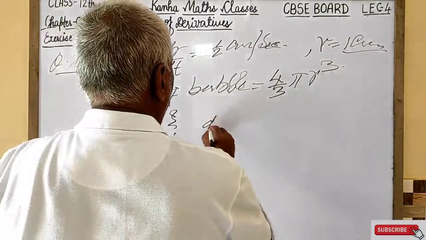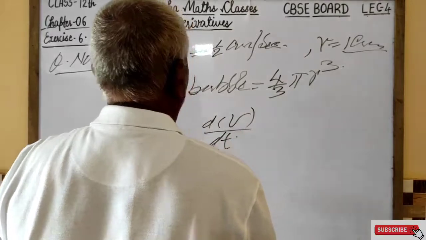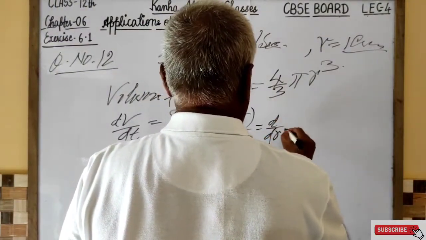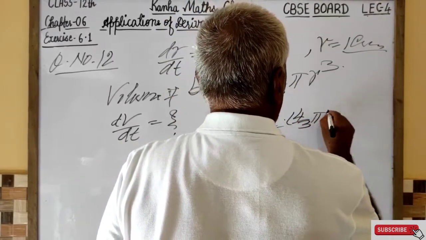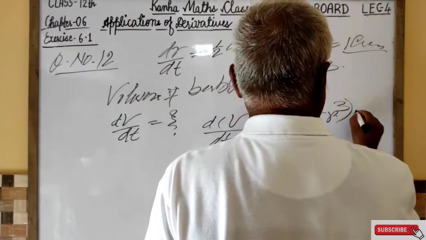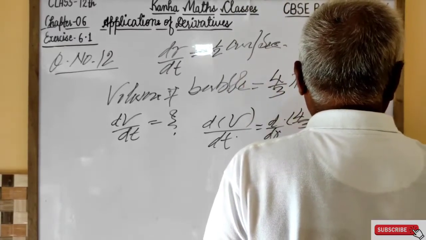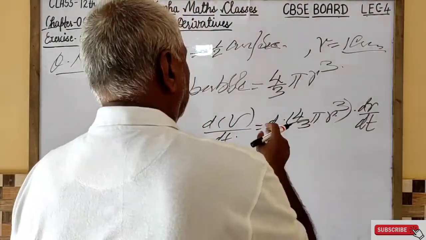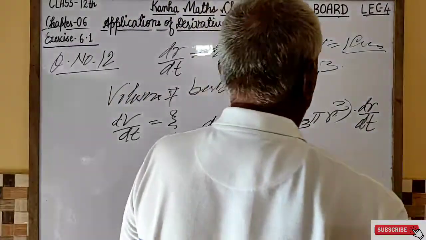Now dV upon dt is equal to d of V, meaning 4 by 3 pi r cube, with respect to r, into dr by dt. By the chain rule it will become dV by dt, because dr will cancel with dr.